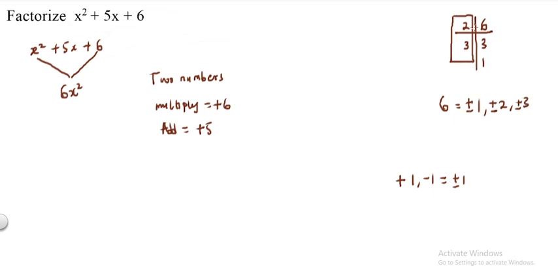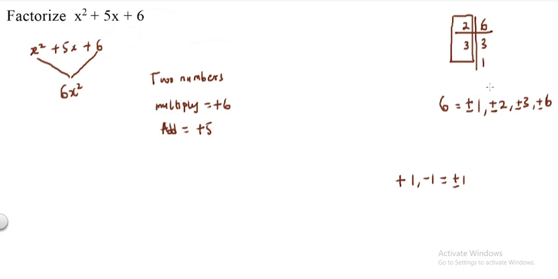Since I've written the numbers here, I have to combine them. So if I say 2 times 3, that's still 6. That's the only combination I can have. Plus minus 6. Once we've gotten back to 6, then we can stop. So these are the numbers I have to select from.